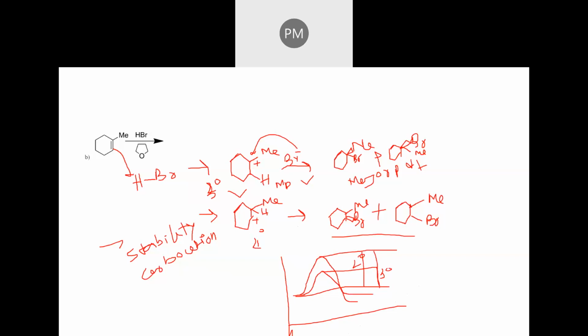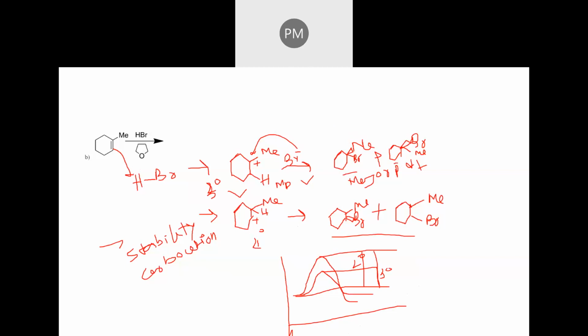So for this reason, the 3-degree carbocation is given as the major product. So our major product will be this. These are the Markovnikov addition. So Markovnikov addition, or addition of bromide, happens in the more substituted position.